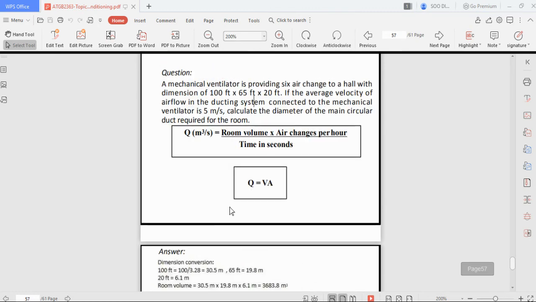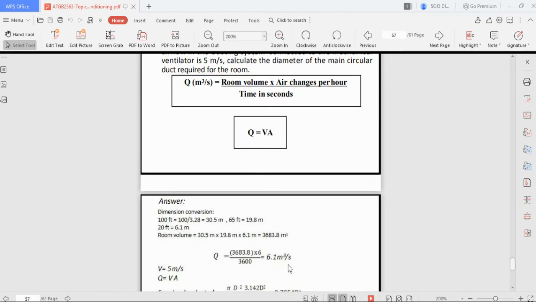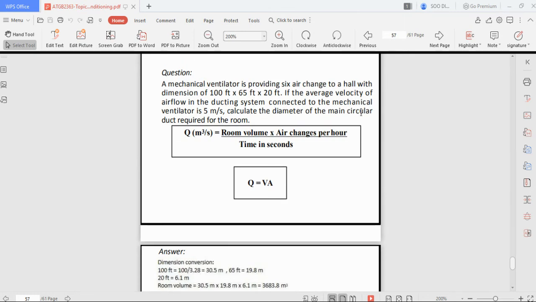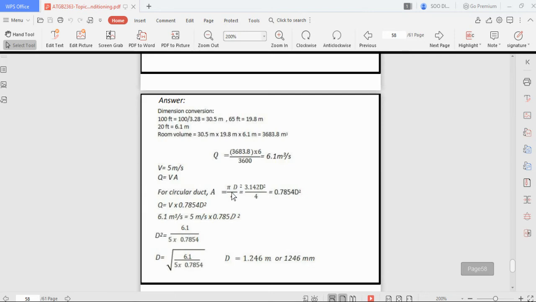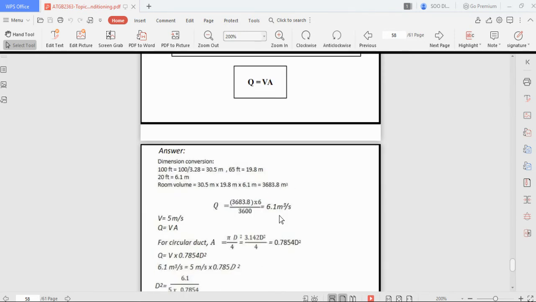So this is the first step. You want to find the diameter of the main circular duct required for the room. So the diameter is this A. By putting the formula in, which is Q equals VA, you want to find the area. For a circular duct, you know that the formula for the area is pi d squared over 4. Pi is a constant, which is 3.142, and d is the diameter.